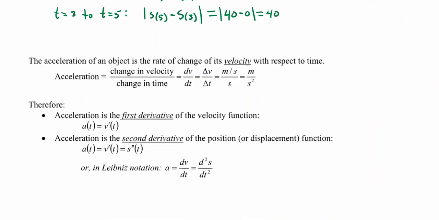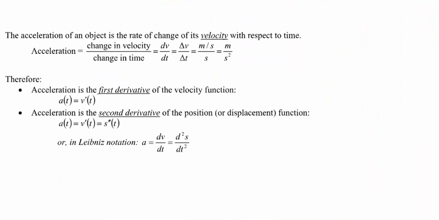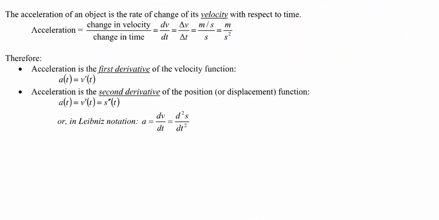All right, moving on to acceleration. With acceleration, you've probably seen where we're going with this. Acceleration would just be the derivative of the velocity. Now, let's look at an example to see how this makes sense.